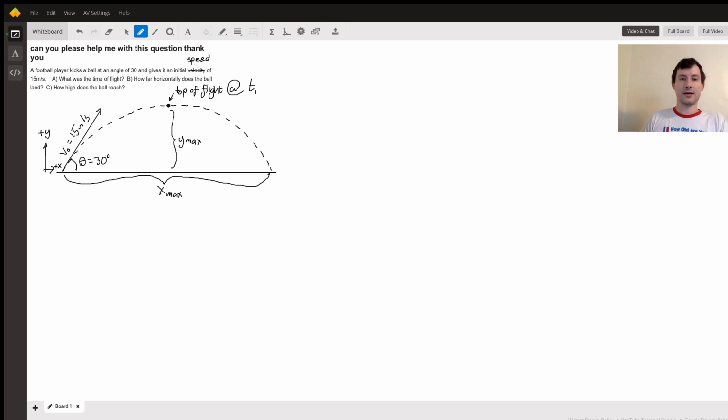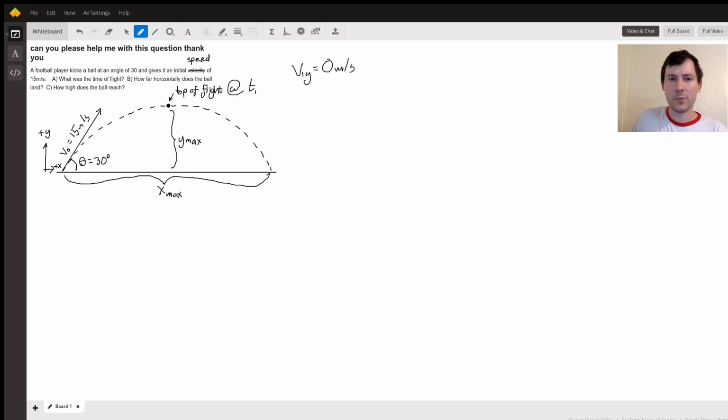So we can say that v1y is equal to 0 meters per second. The y component of the ball's velocity at t1, at time 1, is 0. And this is the crucial bit that will let us solve part of this problem.